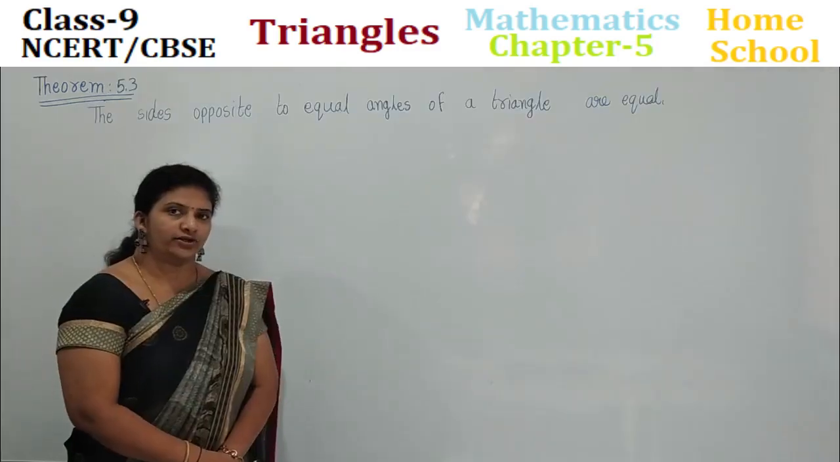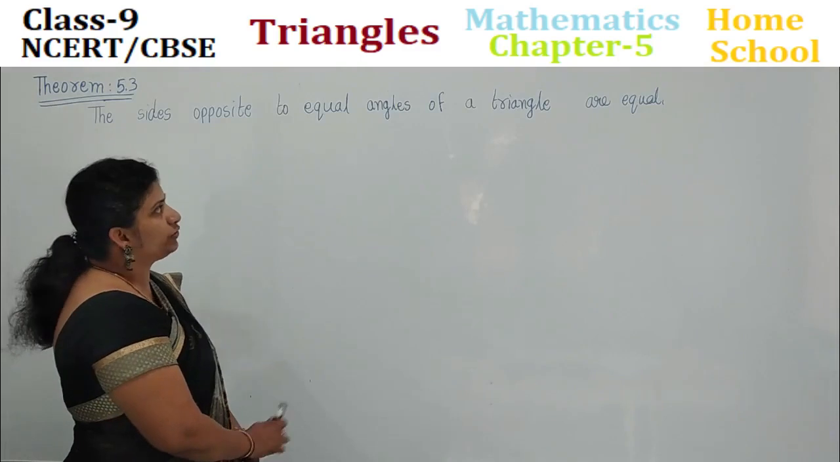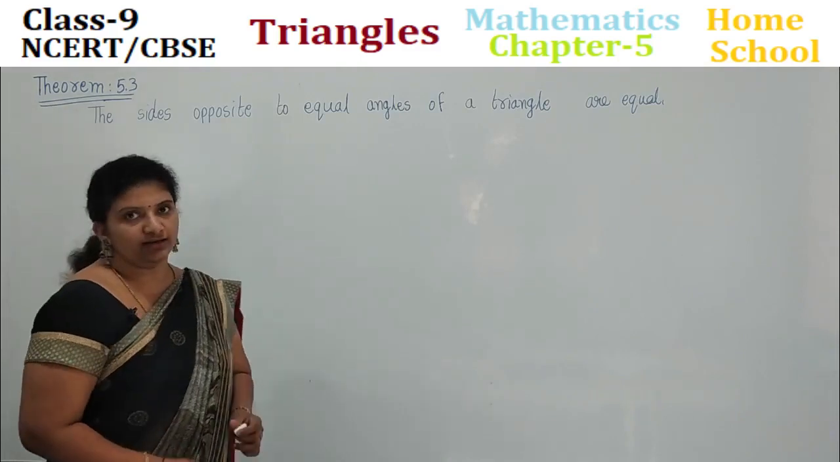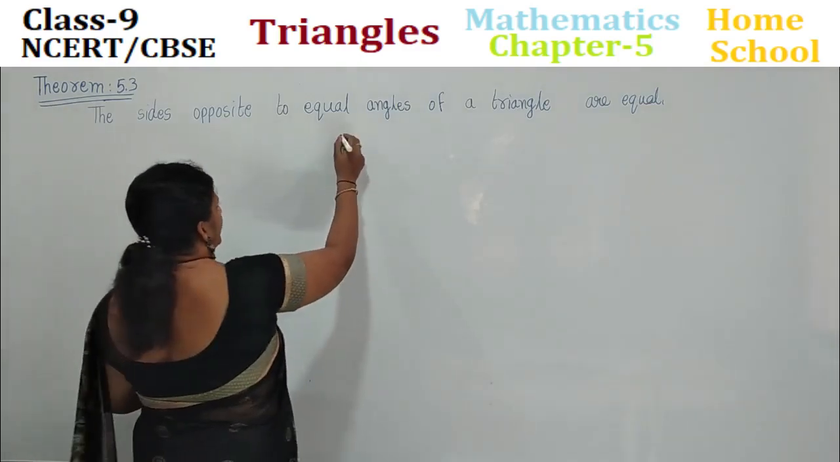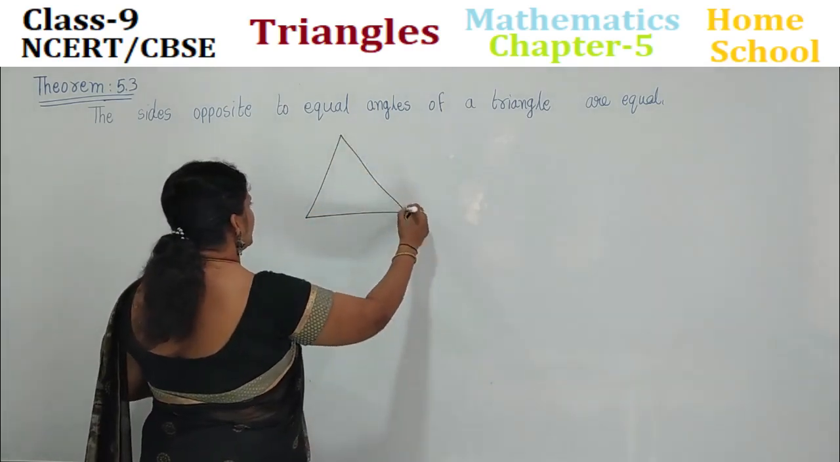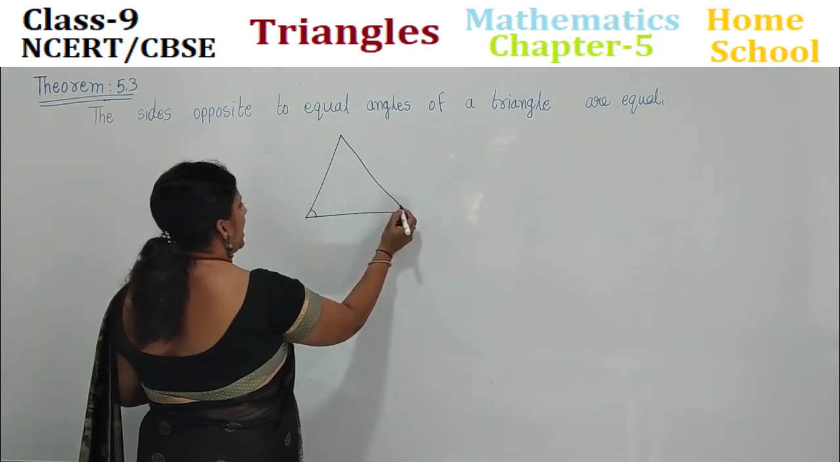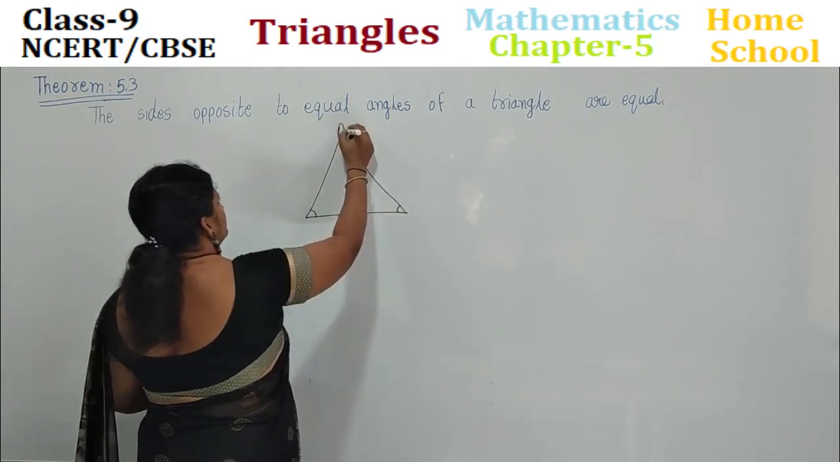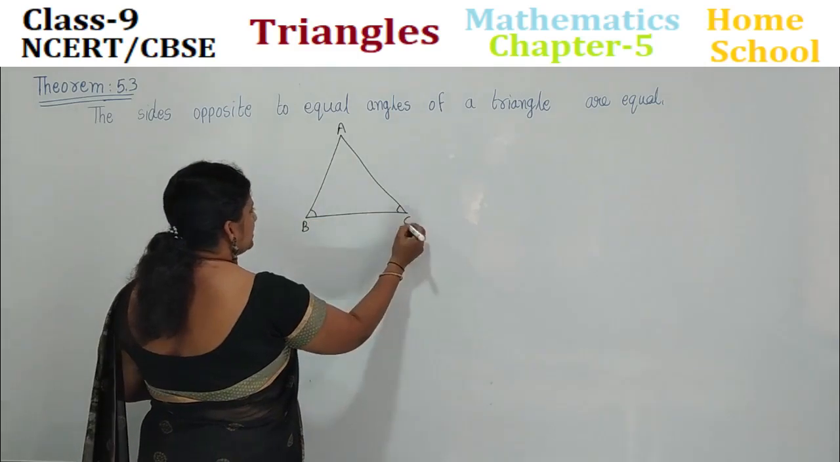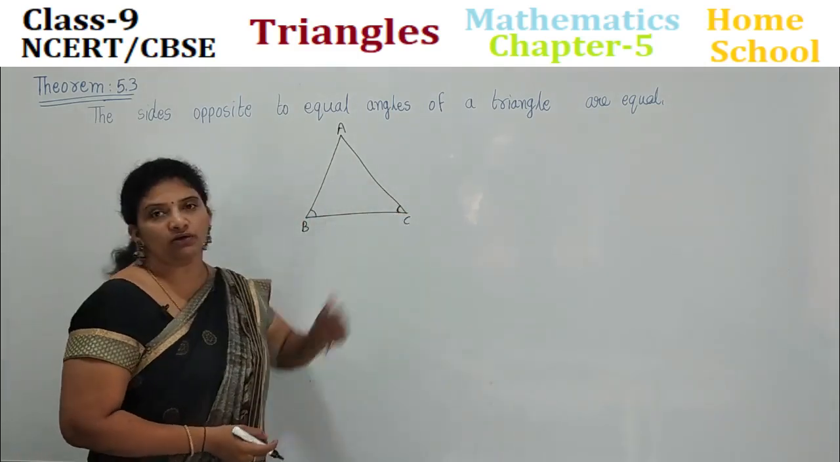That's it. 5.3. What is the statement? The sides opposite to equal angles of a triangle are equal. Let me take one problem. This theorem also can be proved in many ways. The sides opposite to equal angles. Let me take a triangle ABC. They said equal angles. Let us take angle B equal to angle C.